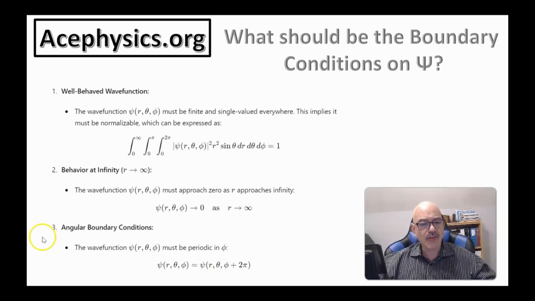And then finally, the electron forms a wave. The electron is a wave. And what this means is that if you start at this location and you come back to this location, the value of the wave at that point has to be the same. And so psi of r, theta, phi must equal psi of r, theta, phi plus 2 pi. That just means if you make a full rotation, the wave has to come back on itself.